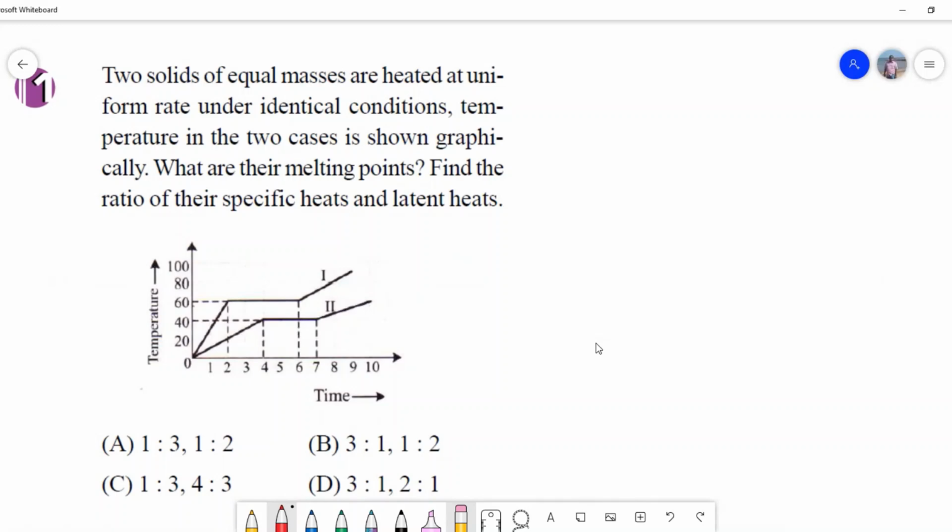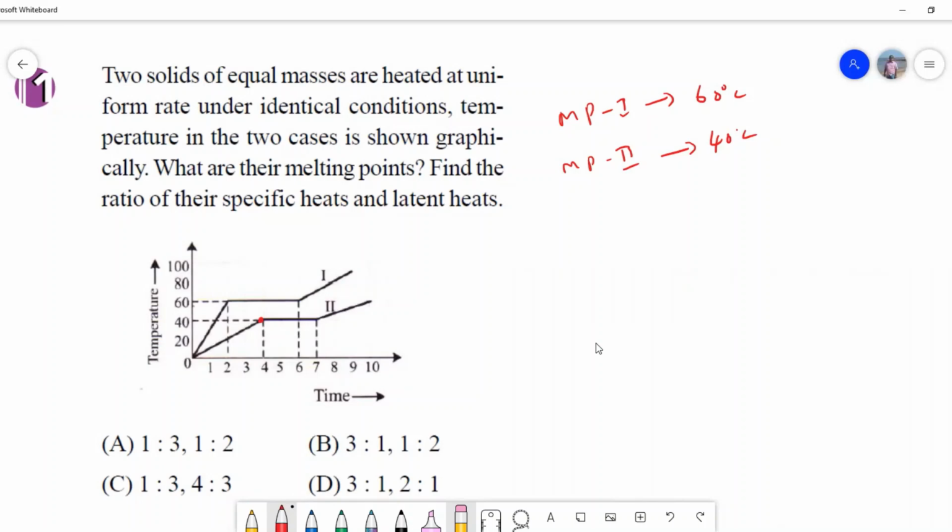See here, the temperature changes from 0. So for the first one, the melting point is 60 degrees centigrade. The melting point of the second liquid is 40 degrees centigrade. This is the temperature where the change of state is taking place. Now find the ratio of their specific heats and latent heats.